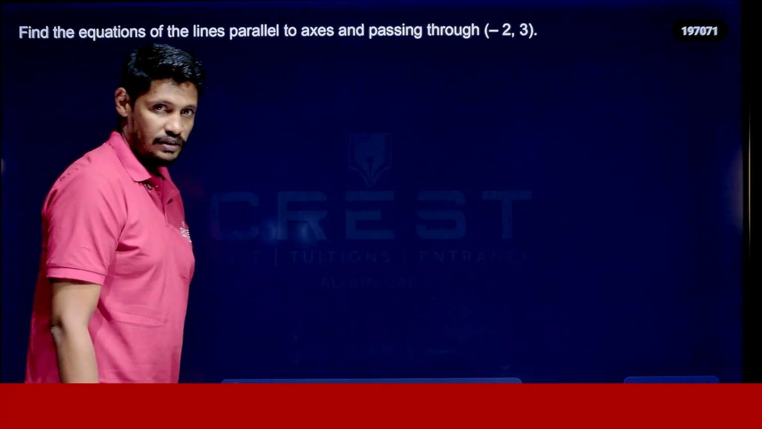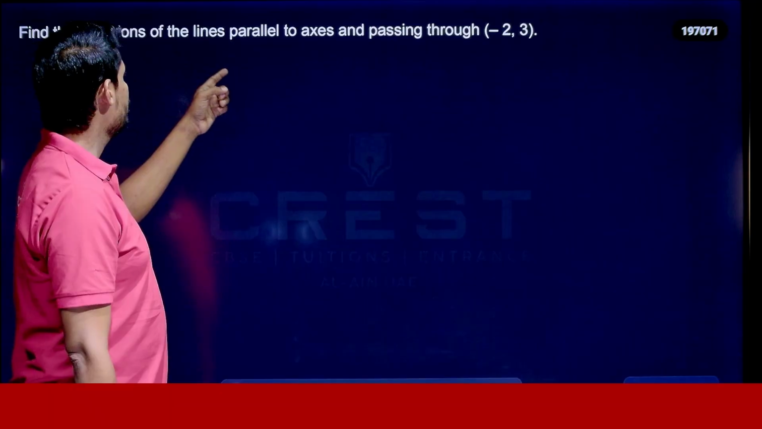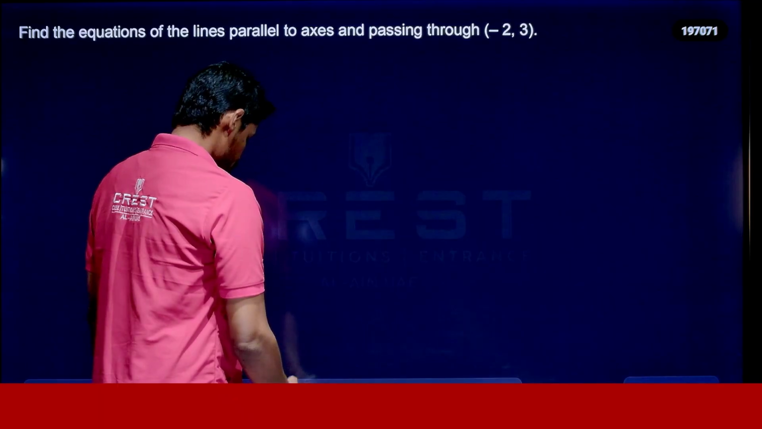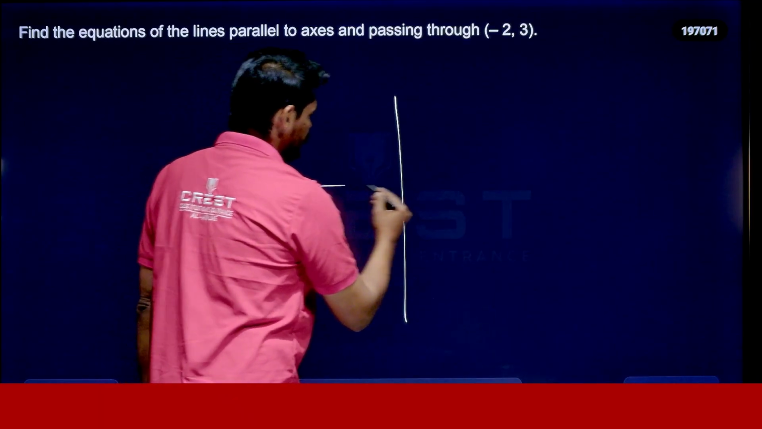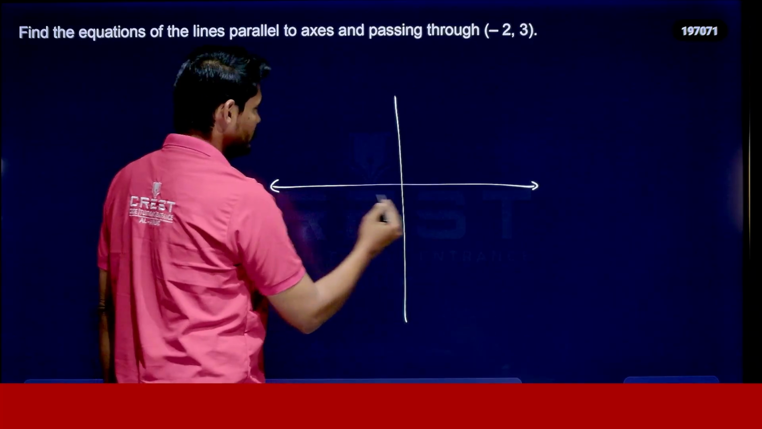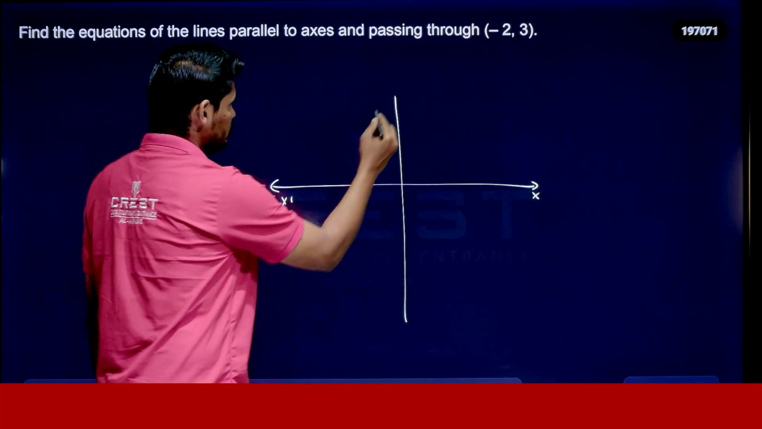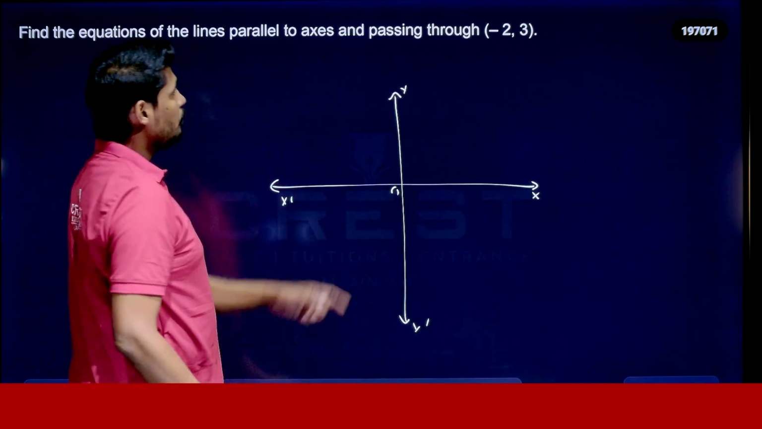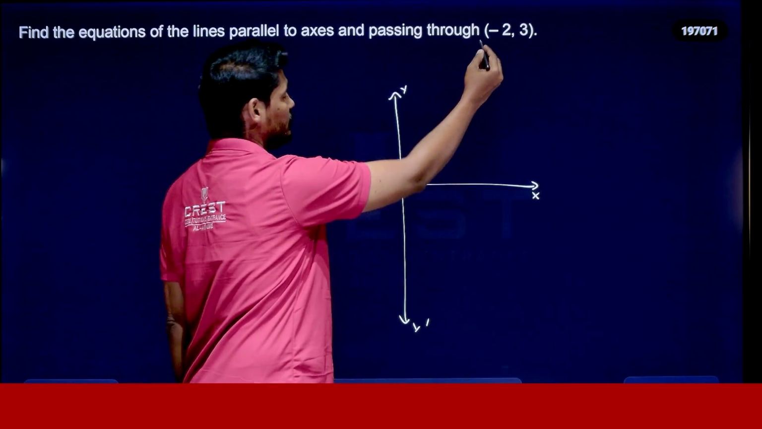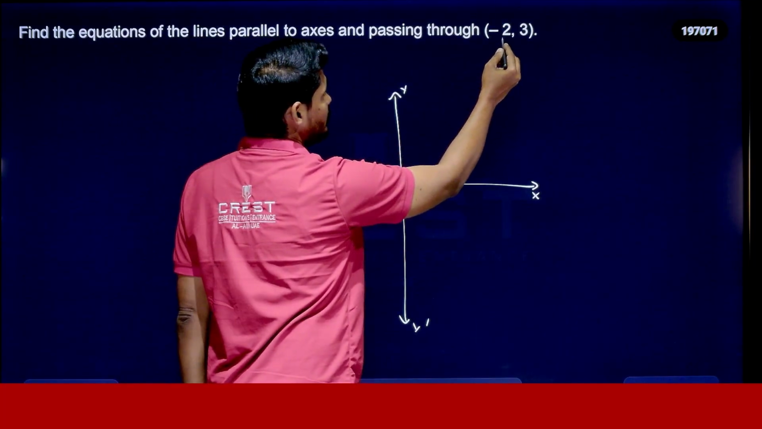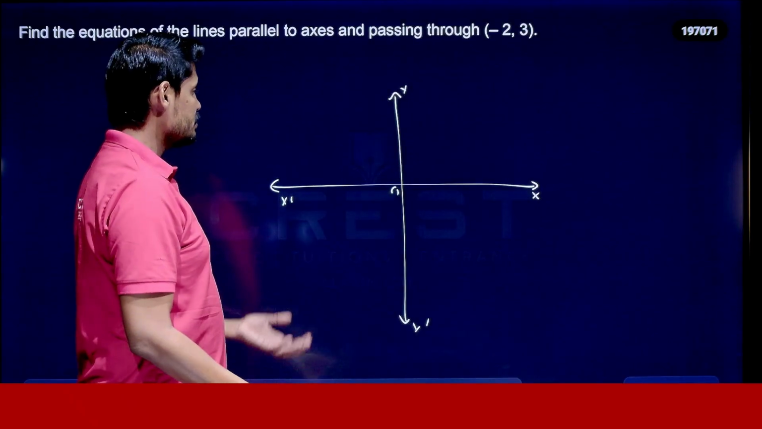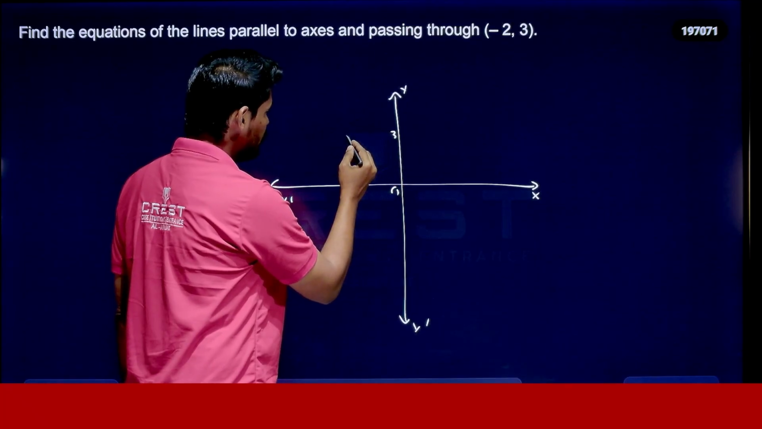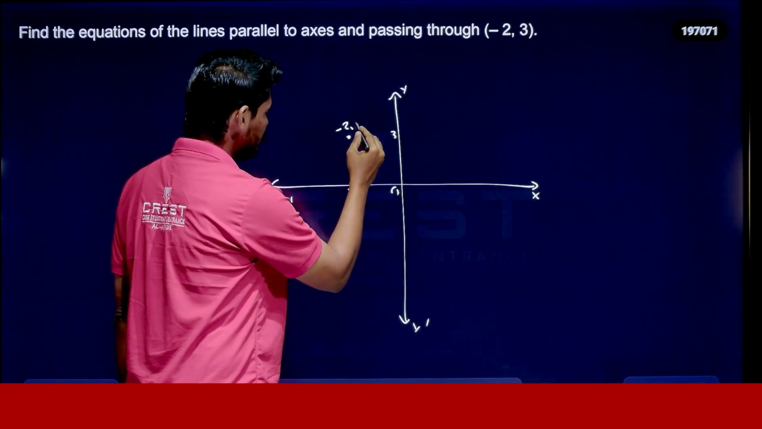And we have a question. We have to find the equation of the lines parallel to the axes and passing through minus 2, 3. For this we can draw an x-axis and y-axis. This is x dash, this is y dash, this is the origin. The point is minus 2, 3. x will be negative and y will be positive, so it will surely be in the second quadrant. Suppose this is minus 2 and this point is 3. So the point will be here. This is the point minus 2, 3.